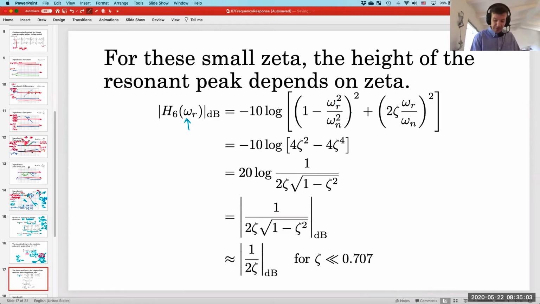Okay, so using the expression from the last slide, everything inside the square brackets here reduces to 4 zeta squared minus 4 zeta to the 4. This is the difference of squares, so I pulled the square out, and I took a 2 out, but I put the negative in, just because I want to write this eventually as a decibel value. So I want a 20 log, not a minus 10 log. Okay, so the height of the resonant peak is exactly this.